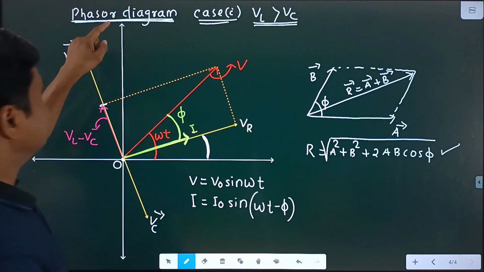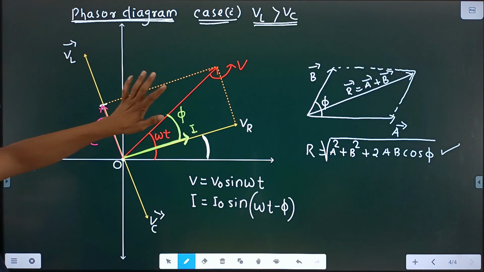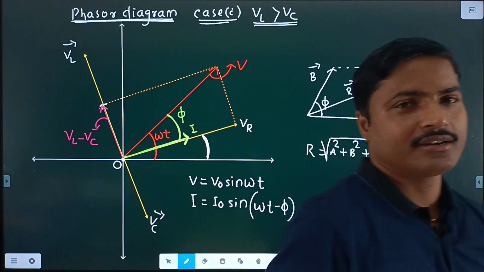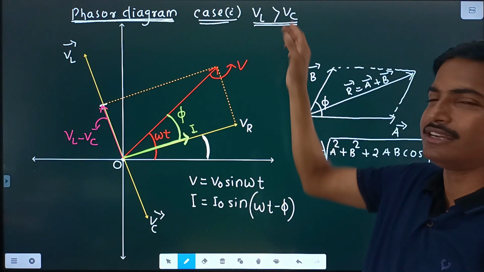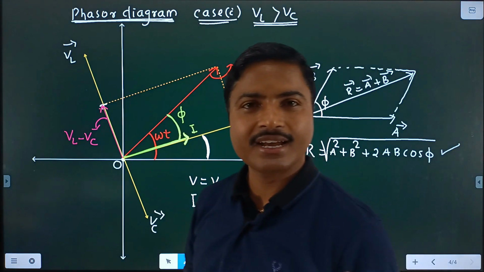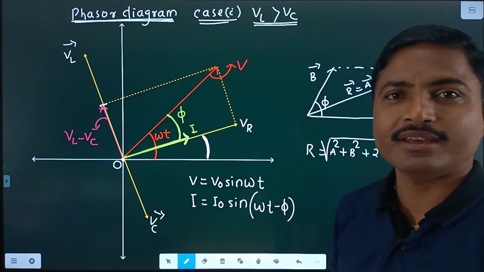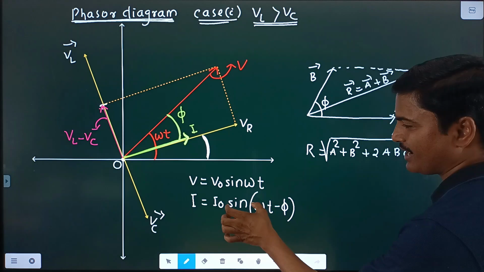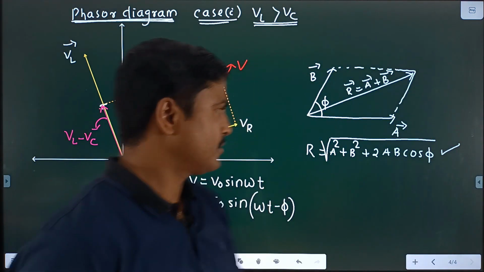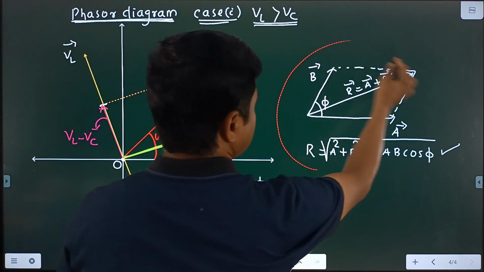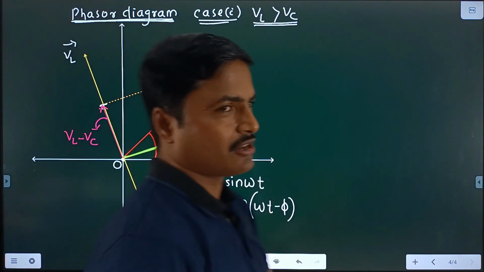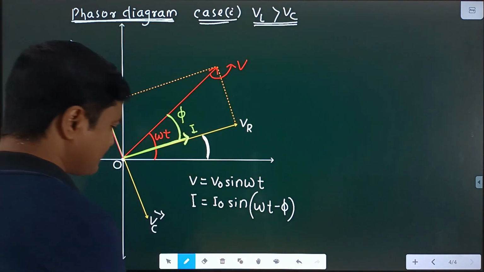That means this is the phasor diagram of the LCR series circuit. In this case, if VL is greater than VC, then the LCR series circuit is equivalent to an L circuit, because this is the same as the equation of the L circuit, clear? And from this phasor diagram, we calculate the expression of voltage and also the expression of the current.